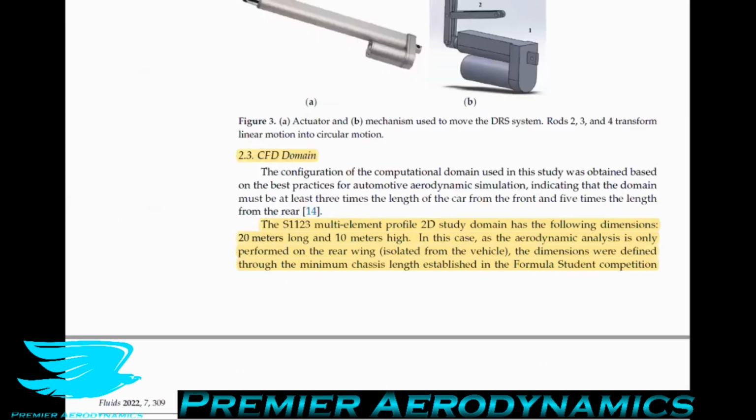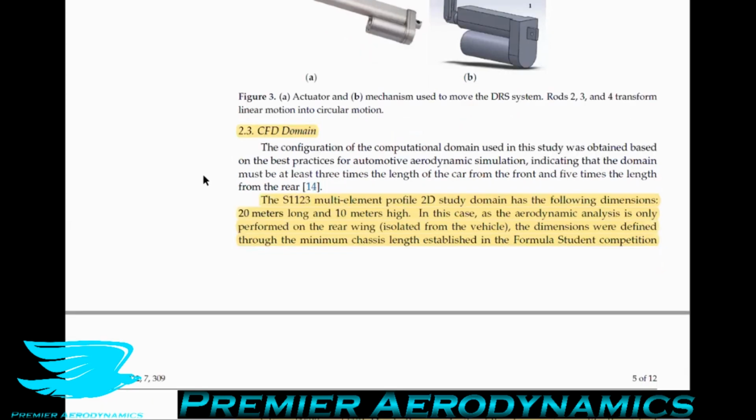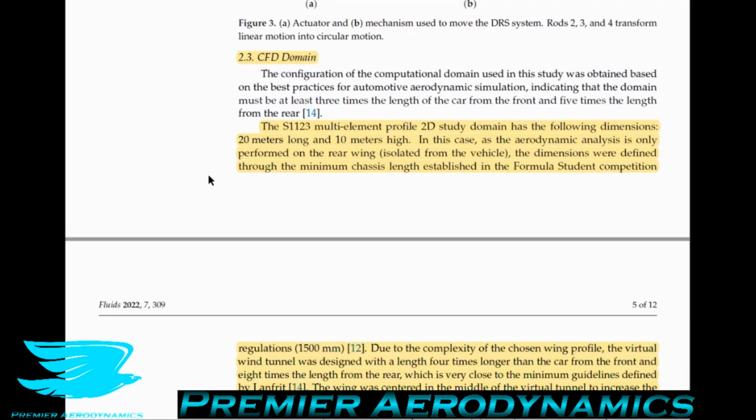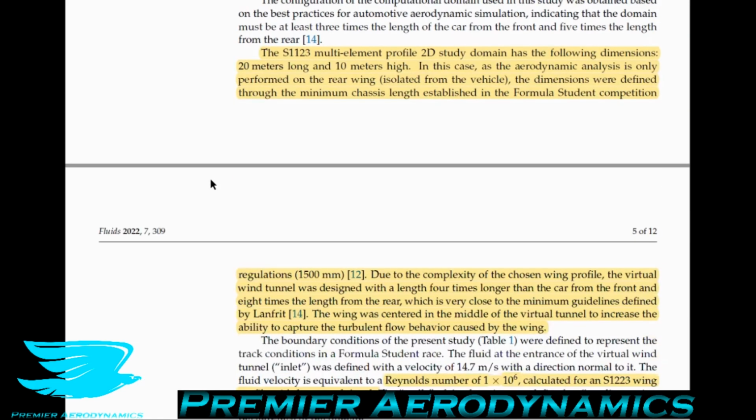So let's talk about the CFD setup. The S1223 multi-element profile is studied first in a 2D domain just to see its performance without any car around or without any actuator or whatever. And the dimensions of the box were 20 meters long and 10 meters high. In this case, as the aerodynamic analysis is only performed on the rear wing, isolated from the rest of the vehicle, the dimensions were defined through the minimum chassis length established in the Formula Student competition regulations.